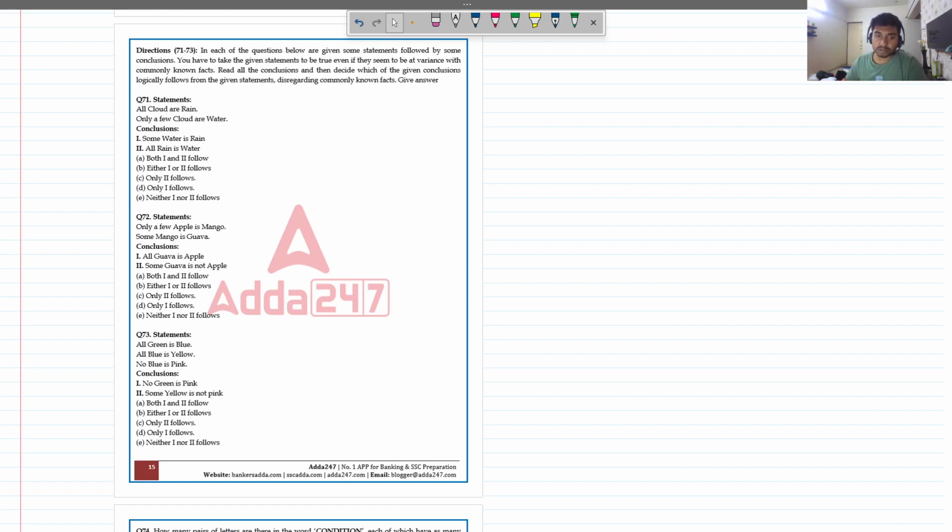These are syllogism questions. Let's see how we can do them quickly and with tricks. Here also the trick is, for each question make two diagrams simultaneously. I'll explain why that is necessary.